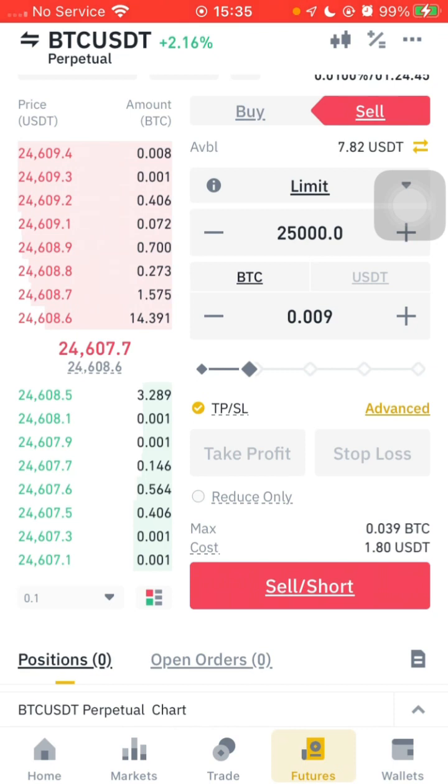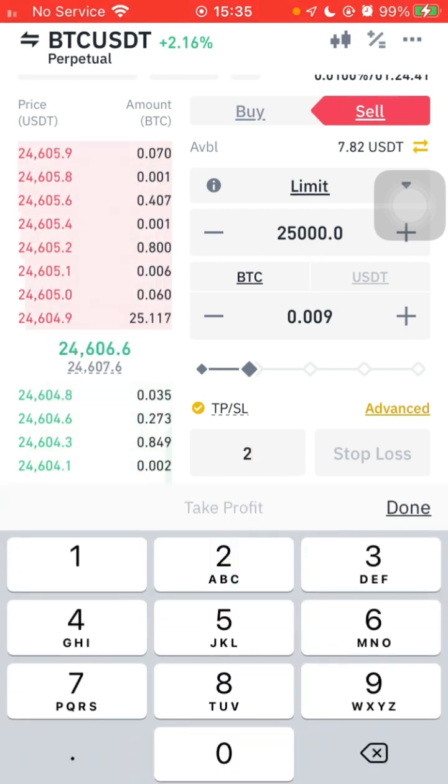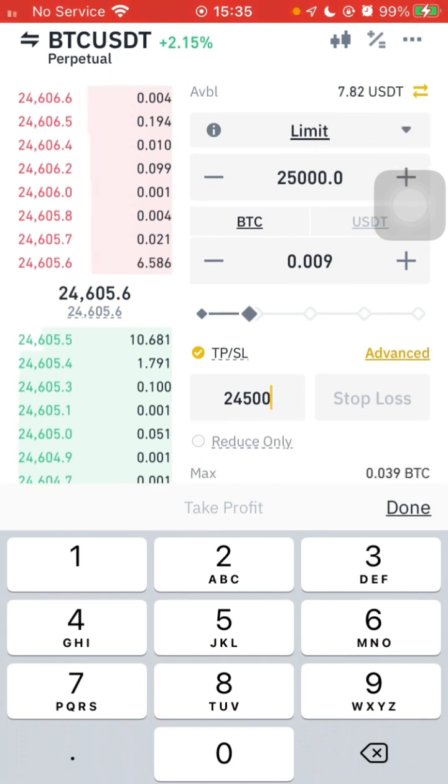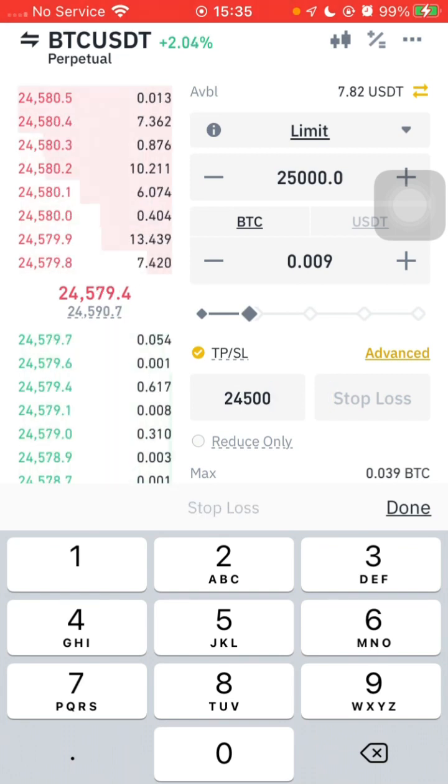If I'm selling the market at 25K, which means I'm expecting my trade profit to be less than 25,000, my take profit could be, let's say, 24,500. And if I'm entering the market to sell at 25K, my stop loss should be anything above 25K, so I'll be setting my loss at maximum, let's say 25,100 as my stop loss.